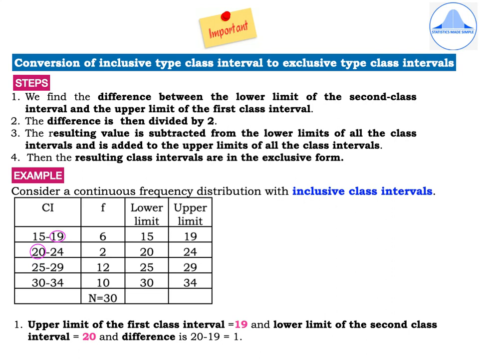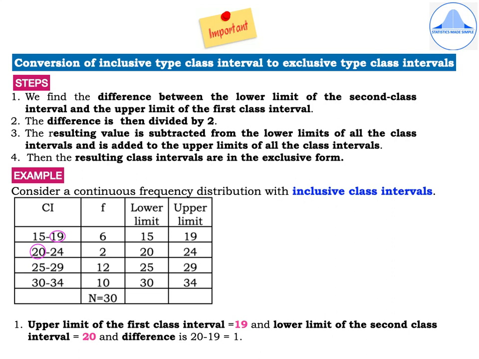There are three steps basically. Step 1, we find the difference between the lower limit of the second class interval and the upper limit of the first class interval. Step 2, the difference is then divided by 2. Third step, the resulting value is subtracted from the lower limits of all the class intervals and is added to the upper limits of all the class intervals. Then, the resulting class intervals will be in the exclusive form.